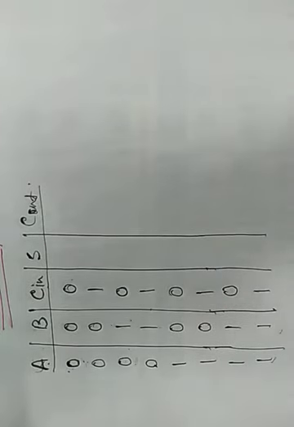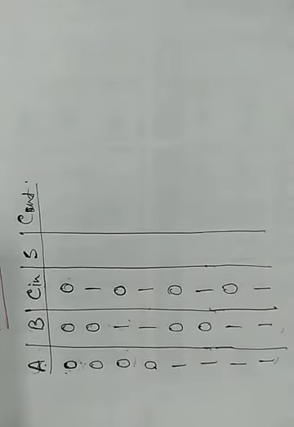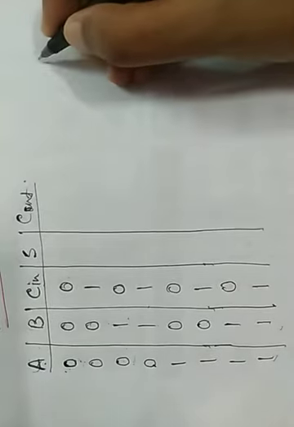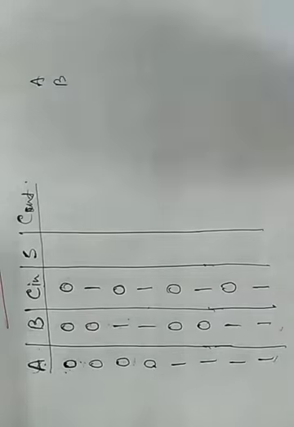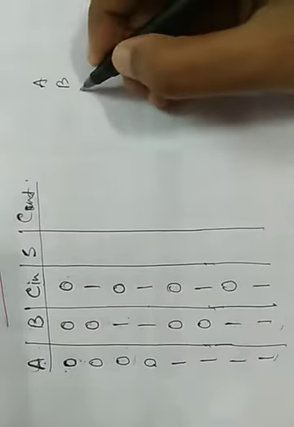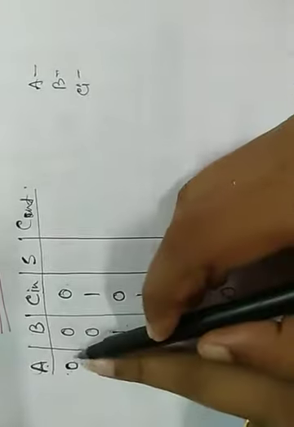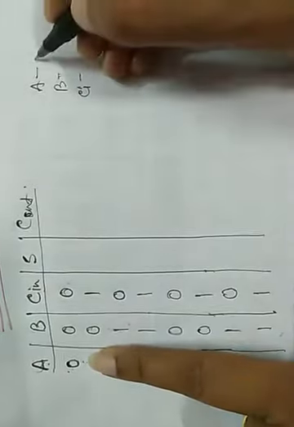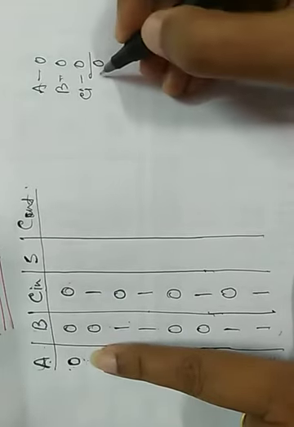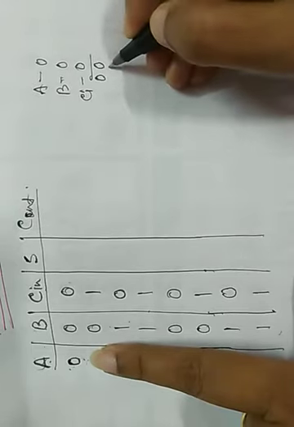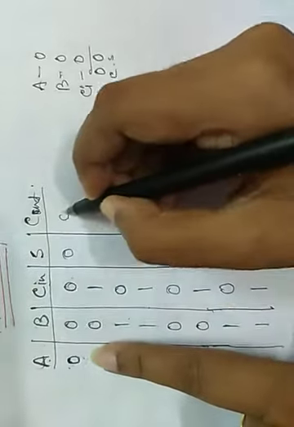Okay, now let us see what will be the sum and carry out. This is very easy. So our possibilities will be, you can see here, A, B, C in. Three lines are there. In the first case, A, B, C in are 0, 0, 0. That means 0, 0, 0. Add it. Sum is 0. Carry is also 0. This is sum, this is carry. So you should write 0, 0.